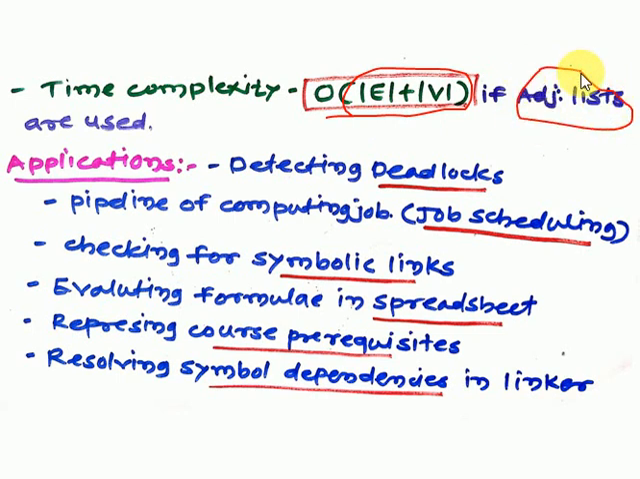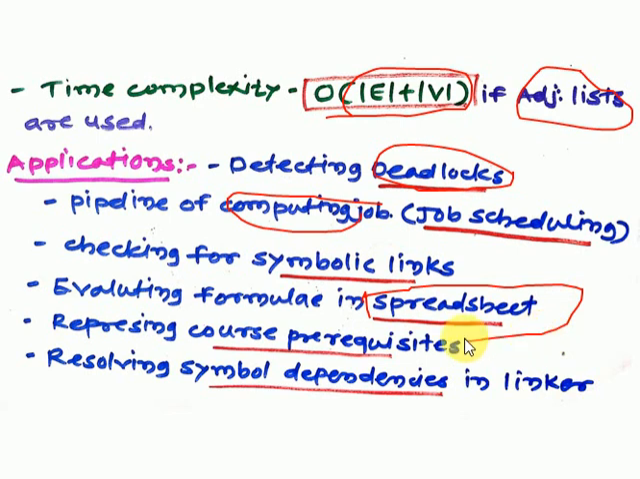Now what are the applications of topological sorting? A very important application of topological sort is to find deadlocks in given algorithms. So topological sort is used for detecting deadlocks. It is also used in job scheduling, specifically in pipelining competing jobs. Then it is used for checking symbolic links. It is used for evaluating formulas in a spreadsheet, according to a particular ordering, to see whether the expressions are getting evaluated or not.